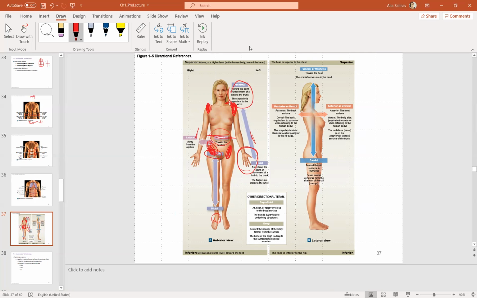We also have the cranial or cephalic, that's the direction towards the head, and we have caudal, that's towards the tailbone, more towards the bottom of our body. And anterior is the frontal part of our body, and posterior is the back.